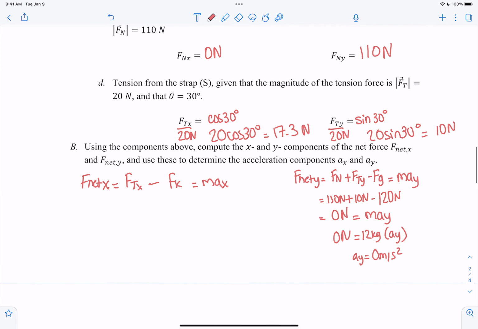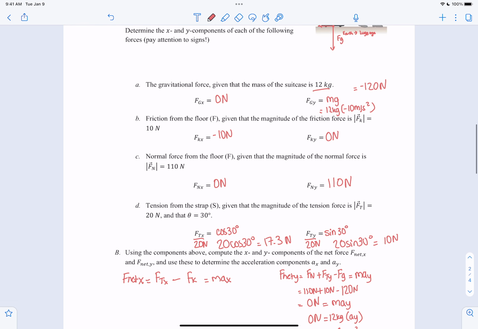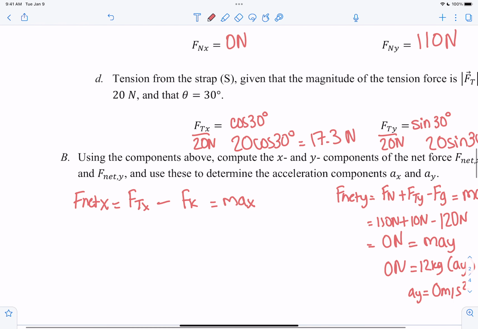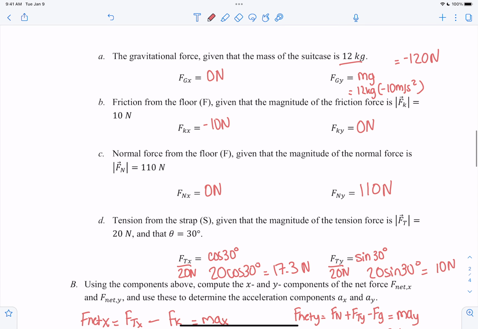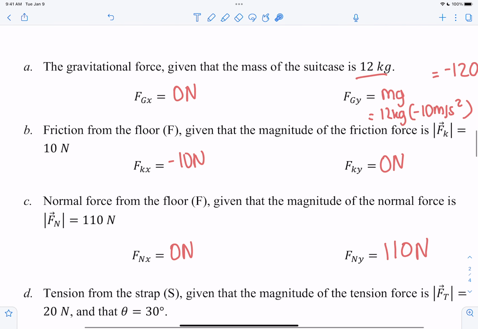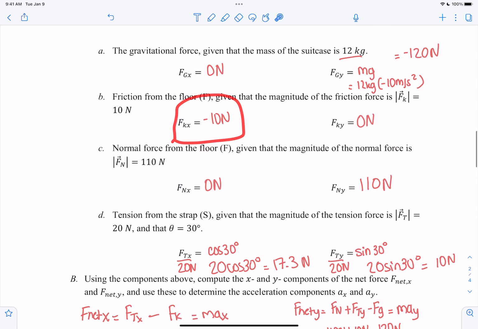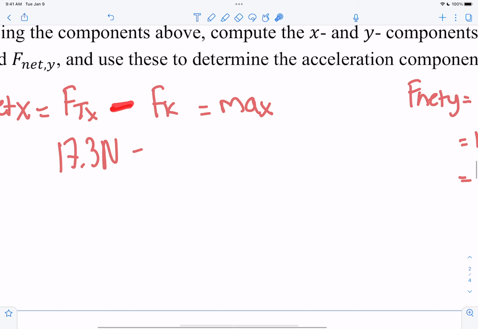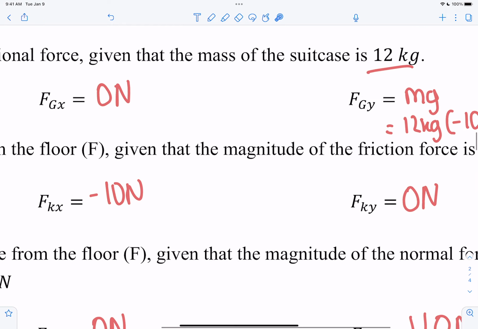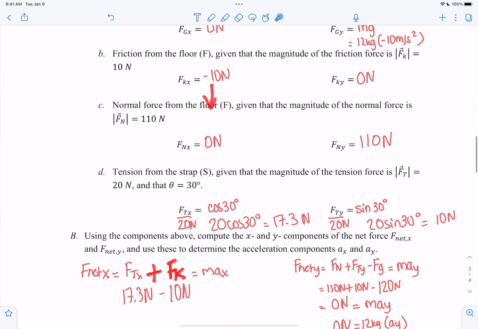For AX, on the other hand, we're going to plug things in here as well. FTX was 17.3 newtons. For FK, once again, they wanted us to indicate the direction here, negative 10 newtons, but I've already included the negative sign when I'm writing my equation, so I just have to put the magnitude. So I just put 10 newtons. If this was F plus FK, then I would have to throw in that negative 10 newtons.